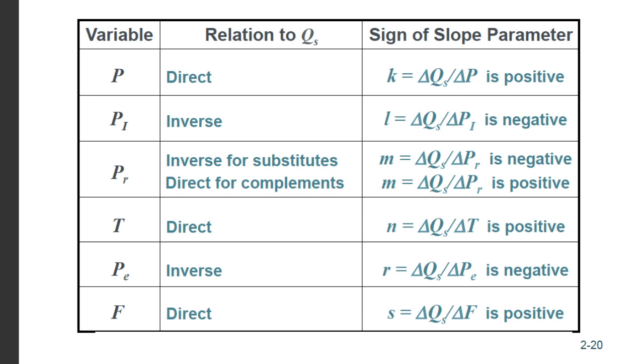F for what? The number of firms. Sorry. The number of firms. So the more firms, the more supplied, right? There's just going to be more people supplying, so there's going to be more supply. All right.